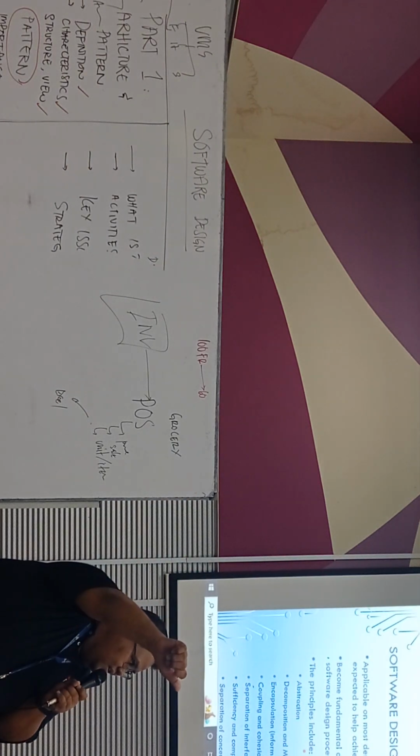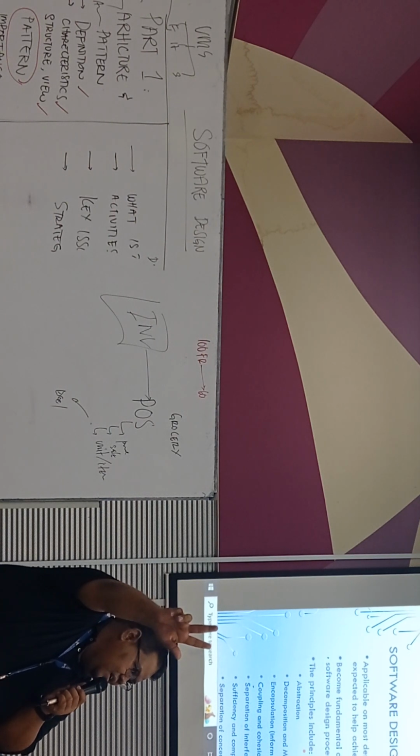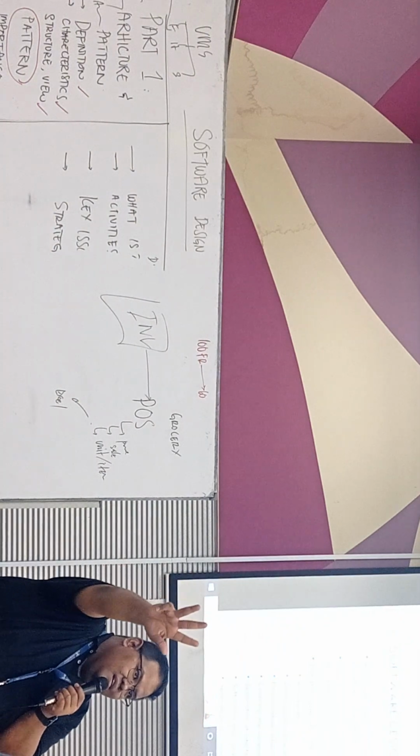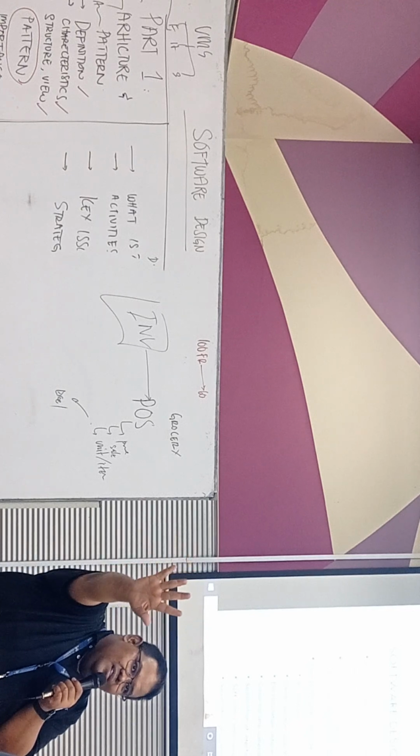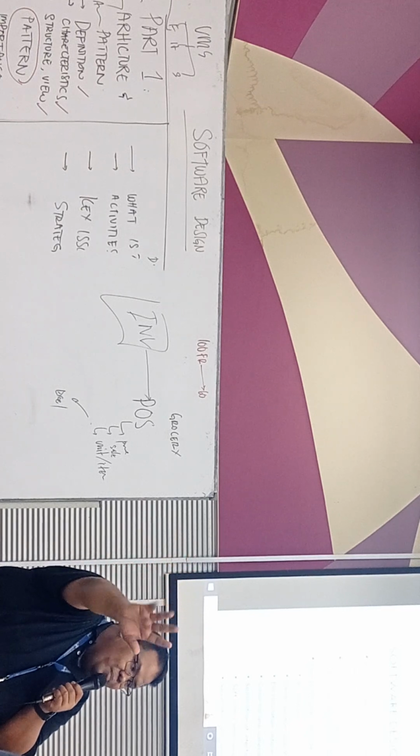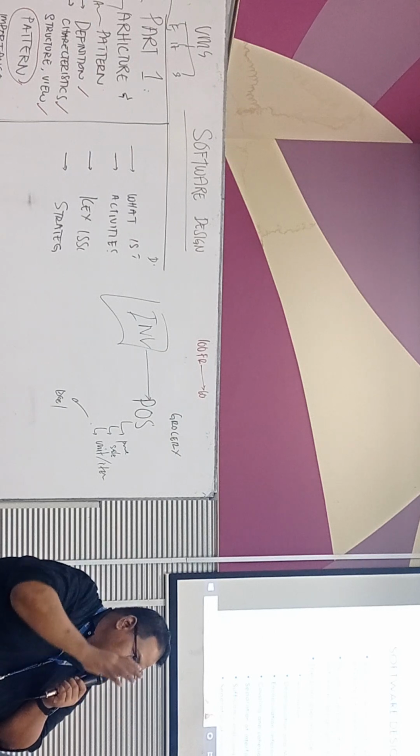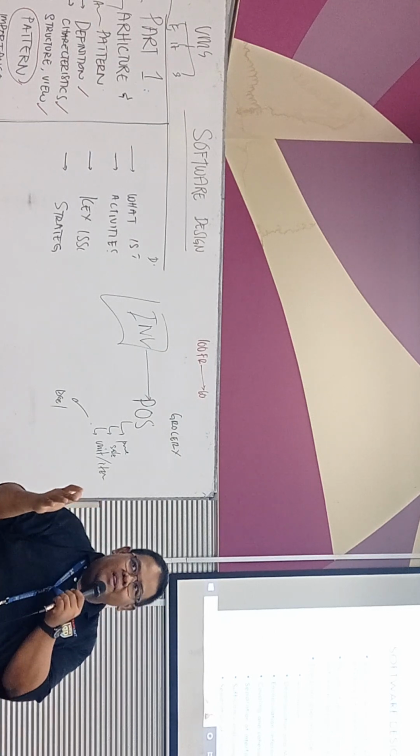Abstraction, inheritance, encapsulation, data hiding, reusability, alright, polymorphism. All those are the pillars. We call them the pillars of object-oriented programming.